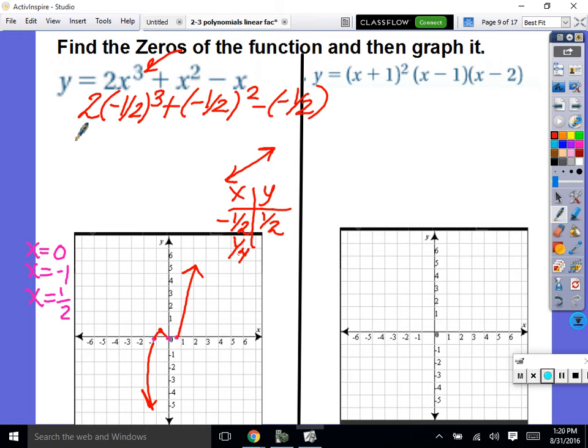So you'll do this again: 2 times a fourth cubed plus a fourth squared minus a fourth. What's my function at a fourth? The reason we can't just use our table of values is because that only works for whole numbers. Somebody asked me that earlier. So how far down are we going here?